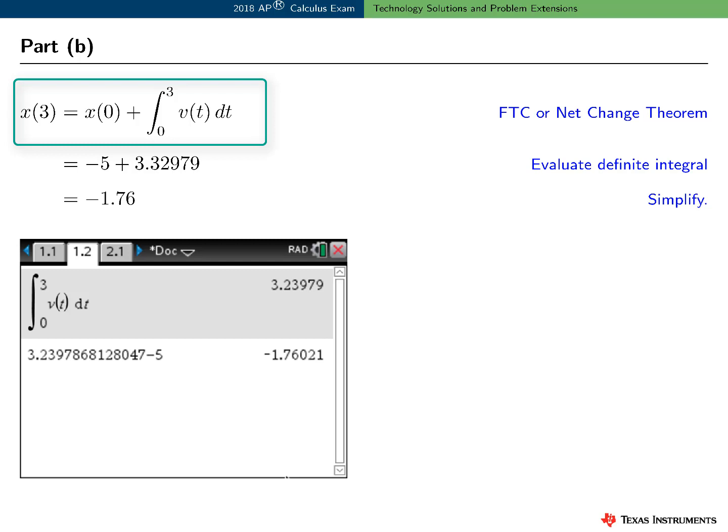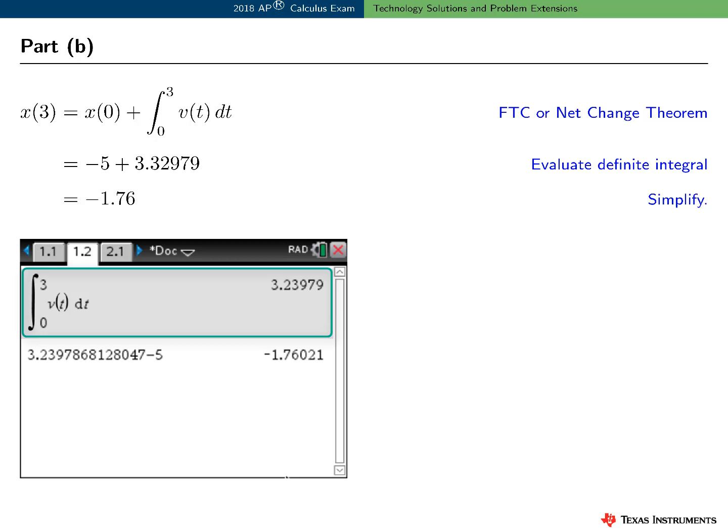Some characterize this as the net change theorem. Now, we're given the initial condition of position, x of 0 is equal to minus 5, and I can find the value of the definite integral using technology. The final answer here is minus 1.76. Now, remember, I already defined the function v on a previous calculator page.